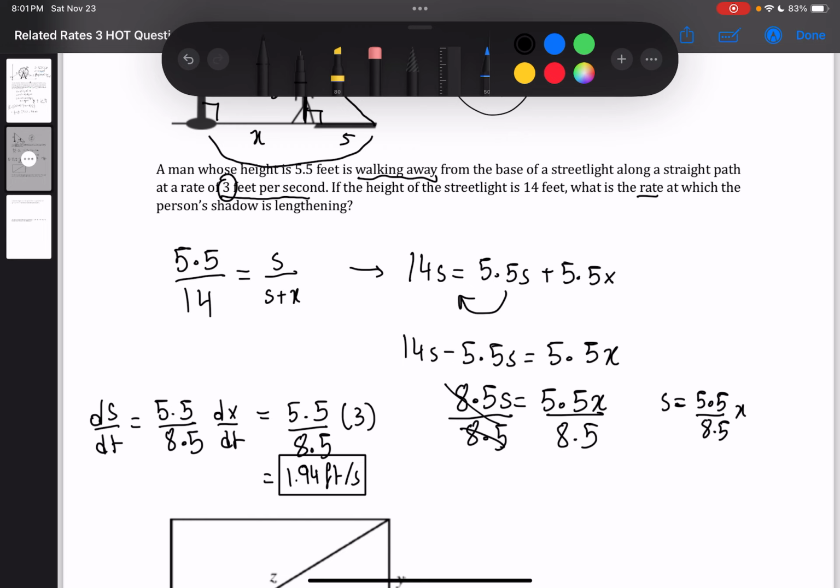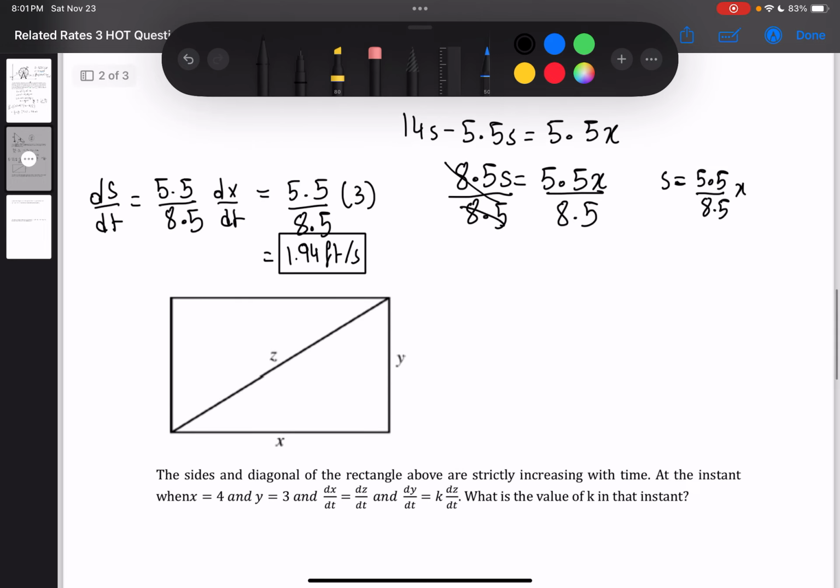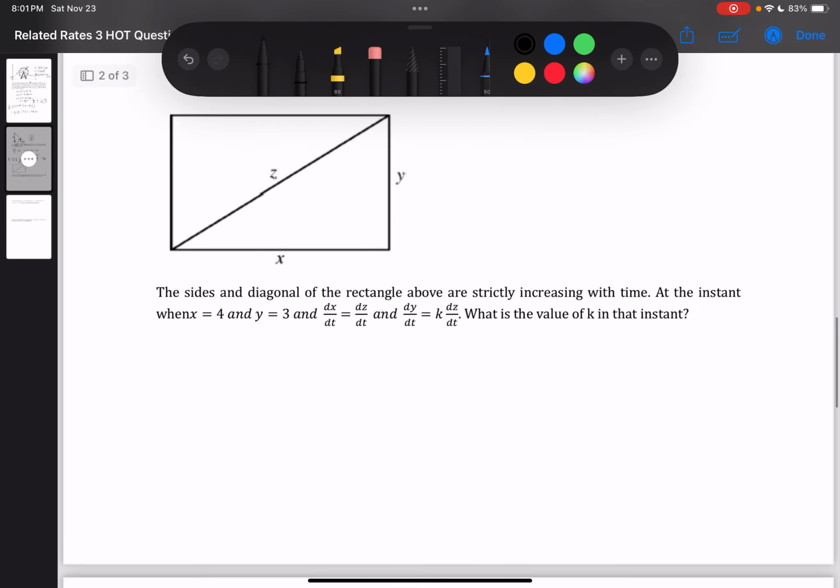Yet another simple question. Now in this question, they asked us to find the value of the constant k. They told us that the side and diagonal of this rectangle above are strictly increasing with time. At that instant, when x is equal to 4 and y is equal to 3, dx over dt is the same as dz over dt, and dy over dt is equal to k dz over dt. What is the value of k in this instant?